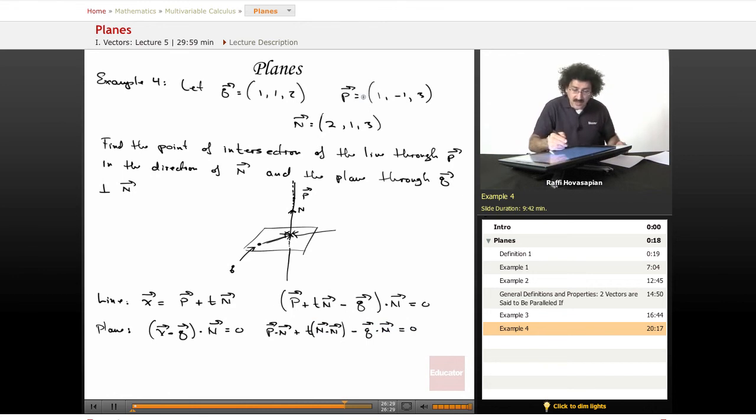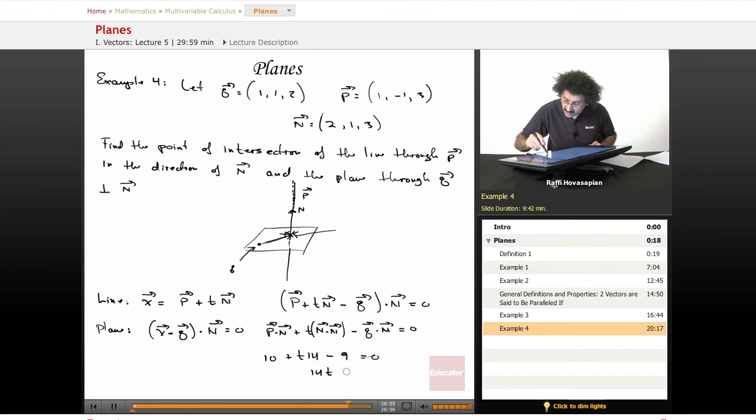Okay, and now we just do it. When I take p dot n, I end up with 10. When I take n dot n, this is going to be t, I end up with 14. And when I do q dot n, I end up with minus 9 equals 0. So I end up with 14t is equal to negative 1.